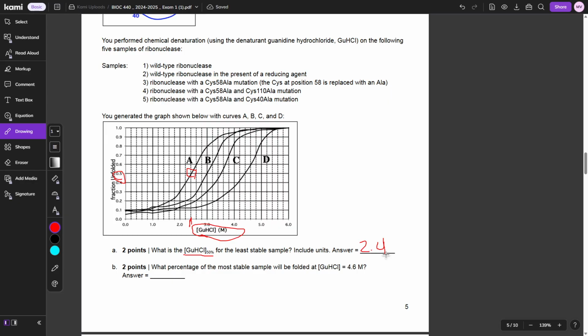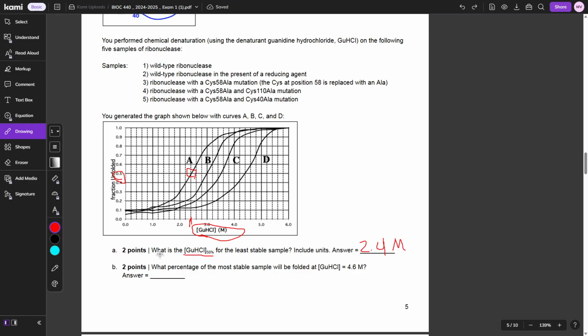And put the units. For the love of God, put the units, please. They will dock you if you don't put units. This guy did not put units. Please put units. They will remove points. It's 2 points for a reason: 1 point for the answer, another point for the units. So please put the units.